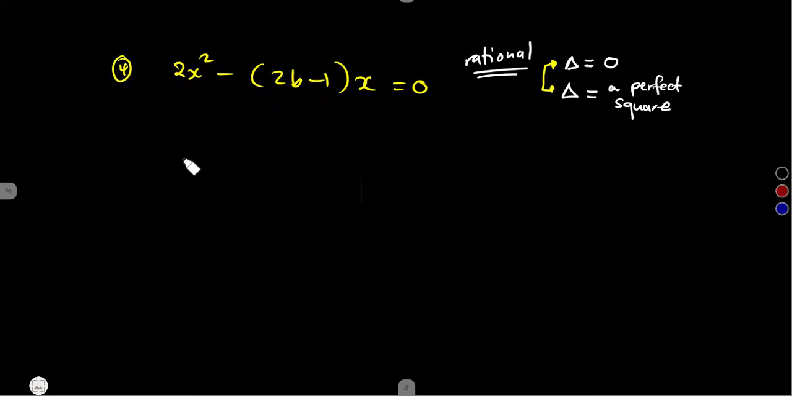Let us simply find our delta. Remember, our delta is equal to what? b squared minus 4ac, our discriminant. All right. In this case, our equation is already in the format that we need of ax squared plus bx plus c.